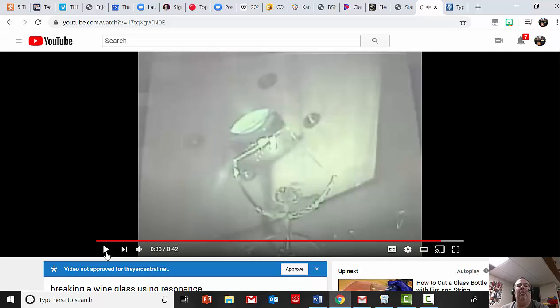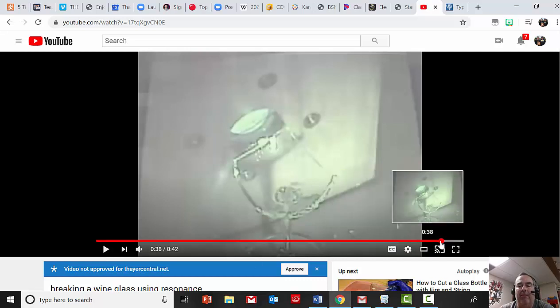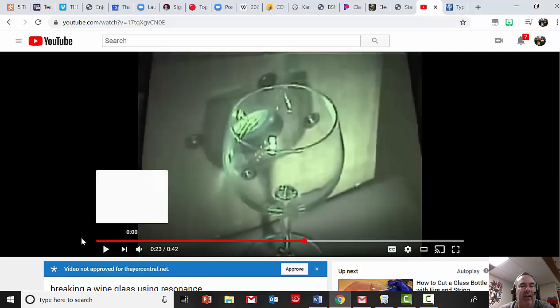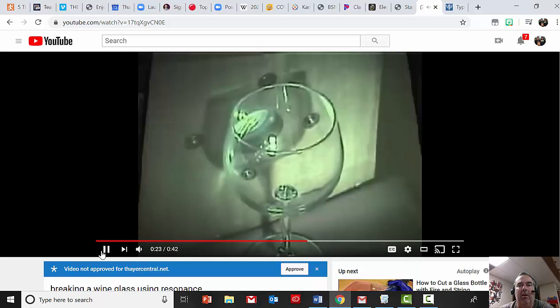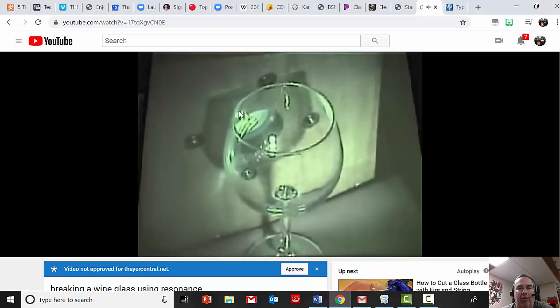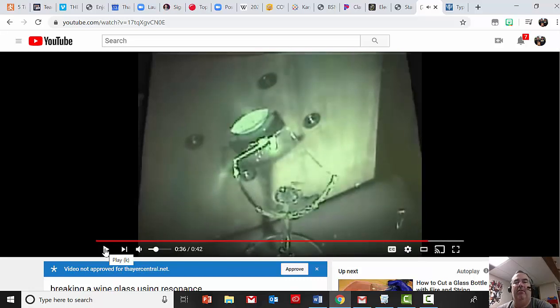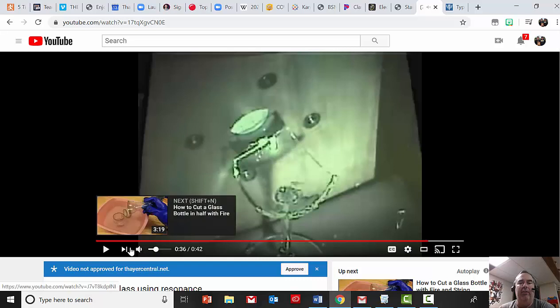So again, as that glass was vibrating back and forth, you had that annoying sound, but it's causing the glass to vibrate, and all of a sudden it gets to a point at which the glass cannot hold the threshold of that vibration, and it ended up breaking at about 35 seconds. So that's going to be resonance.